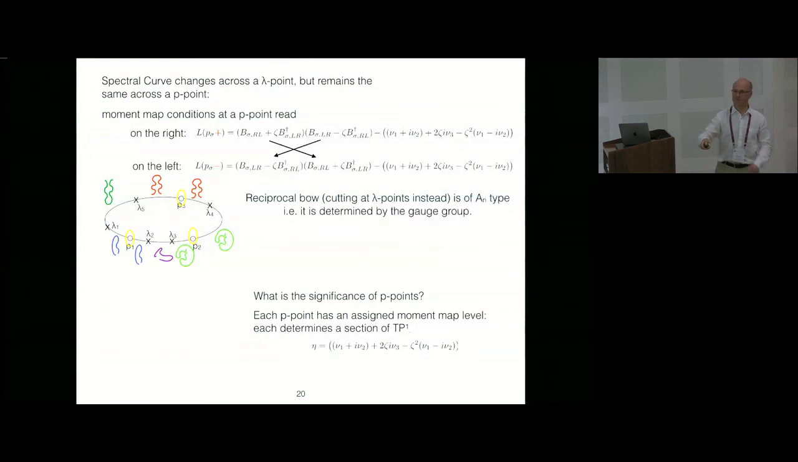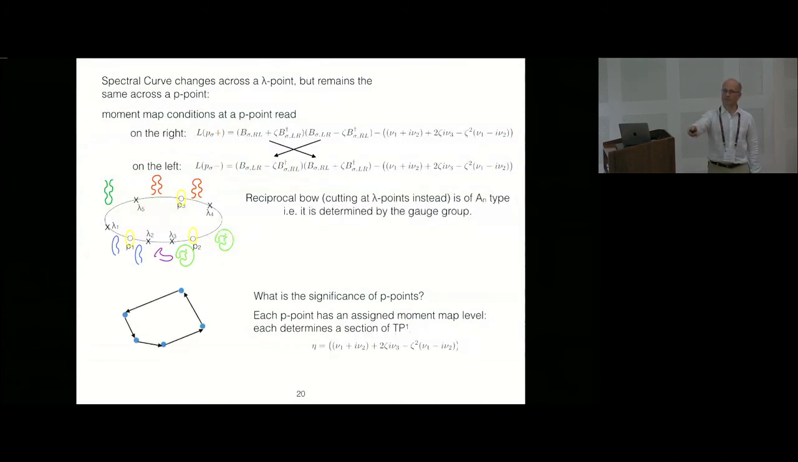What's the significance of these P points? Every P point had a particular level, and that level defines a section of TP1. That's what these yellow curves mean. Right? So there are different curves all living in the same TP1, and there are various sections which are singled out.